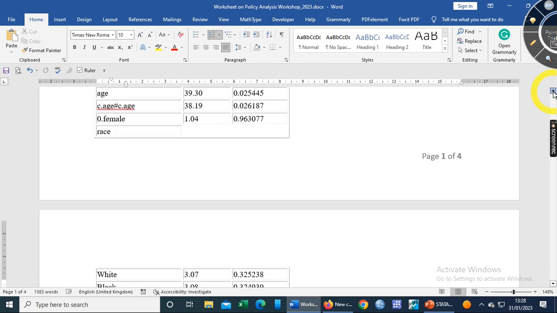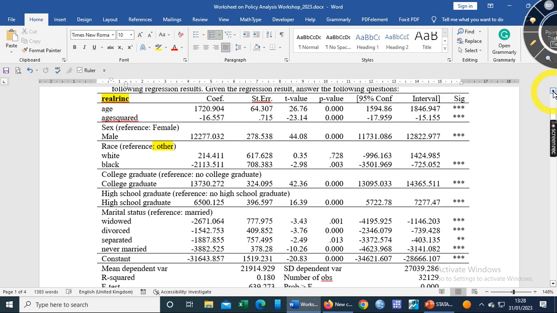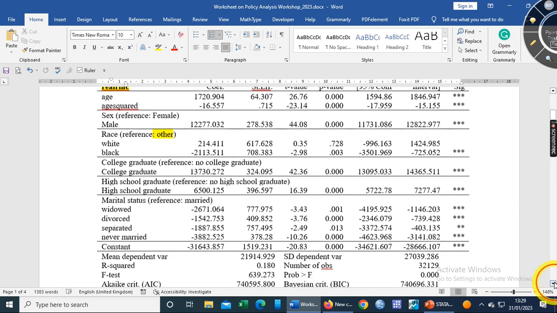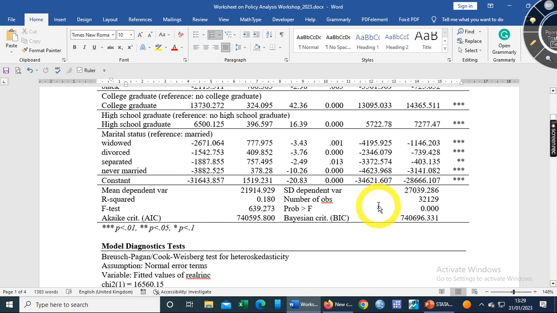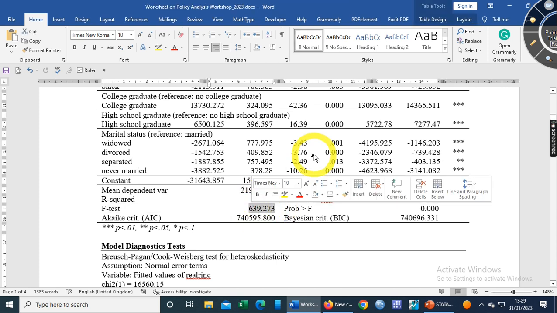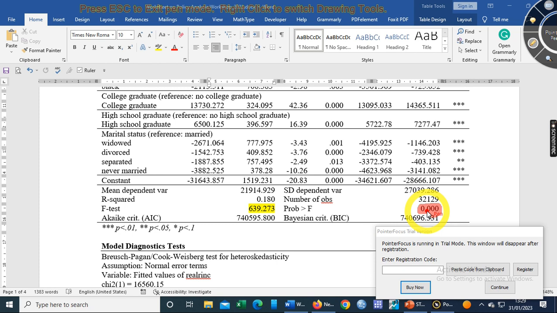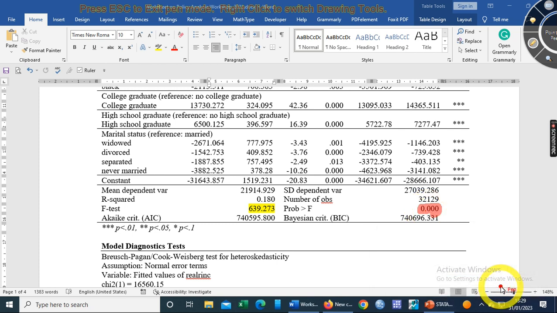As you may recall from our previous lessons, we said that model goodness of fit is judged by the F test. Here is the F test statistic, and the corresponding p-value of F is given here. It is 0.000, which is less than 0.05.